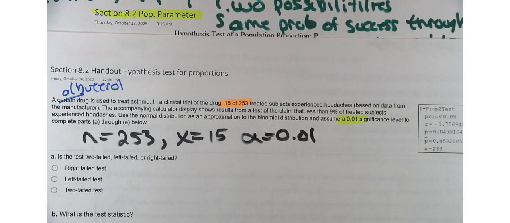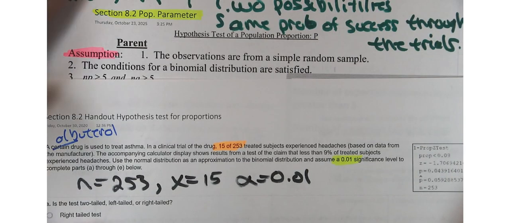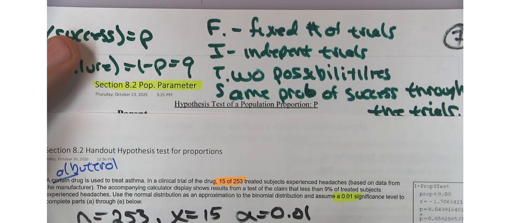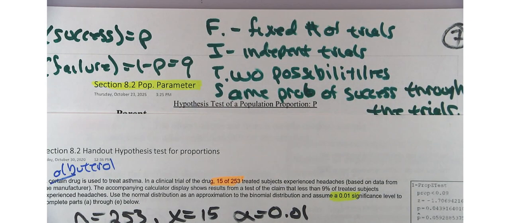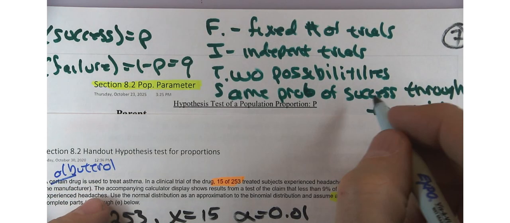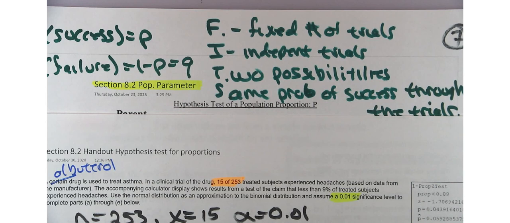But is this a binomial random experiment? Well, do we have a fixed number of trials? Yes. Are they independent? If somebody experiences a headache on albuterol, is that going to influence somebody else experiencing a headache on albuterol? No. So they're independent. There's two possibilities. Either you got a headache or you didn't. And that probability of success is going to stay the same throughout the trial. It's not going to change all of a sudden based on any other circumstances, so we're good on that one.